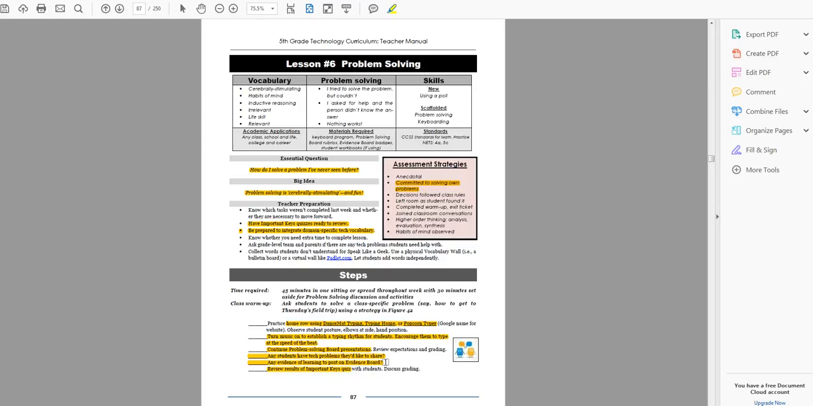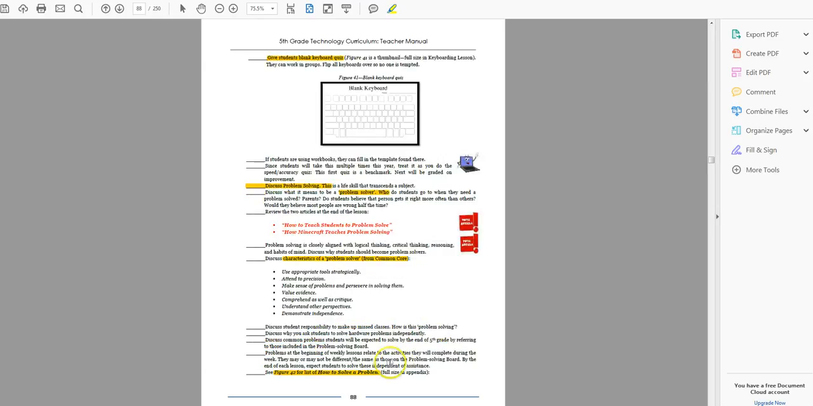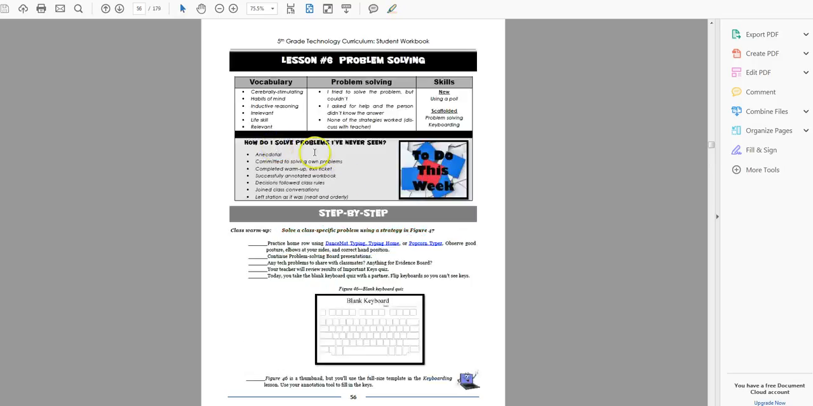Once a month is plenty for that. All right, they're taking the blank keyboard quiz today. So they have a sample. Let's see how big. It's not very big in their workbook, but in an earlier lesson, the lesson on keyboarding, it's full size. So they can go back there and use it, and then use the annotation tool over here to fill it in, and then save a screenshot and share that out with you.